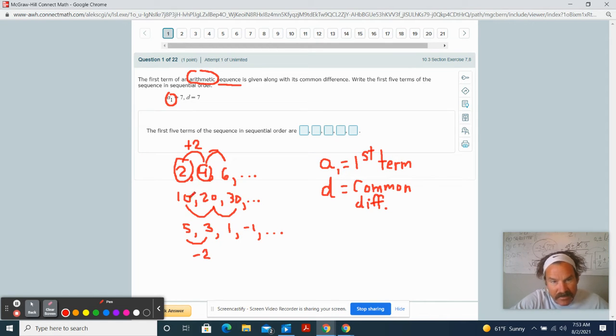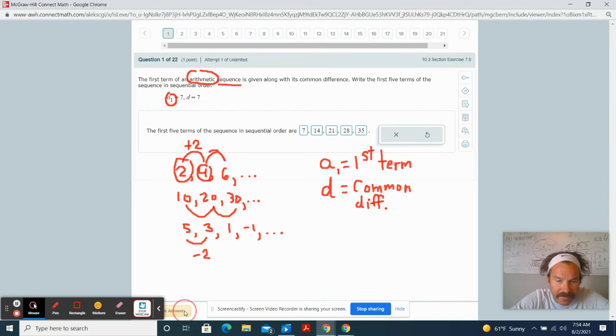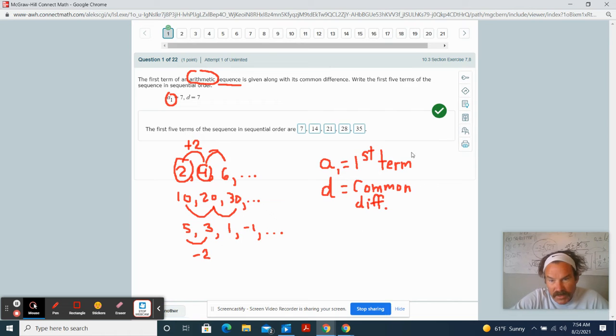That's what we're adding. So the first problem here just asks you to write the first 5 terms of the sequence. They give you the first term, so that's going to be 7. And then it tells you the common difference is also 7. So we're just adding 7 each time. Add 7, add 7, add 7, add 7. Multiples of 7.